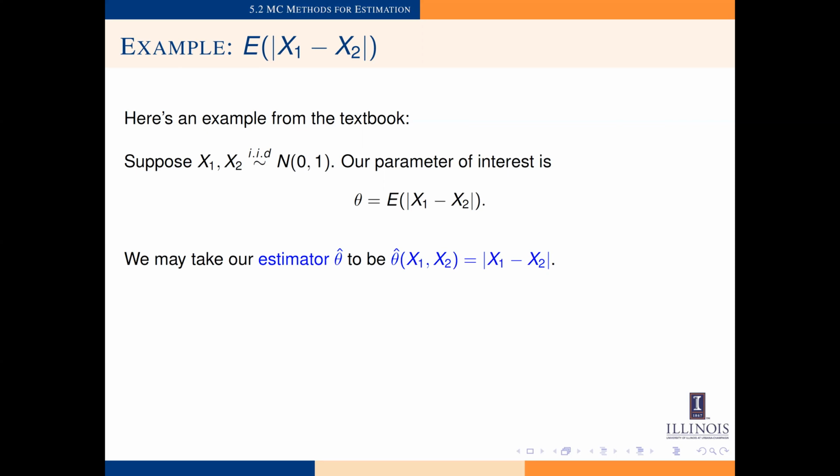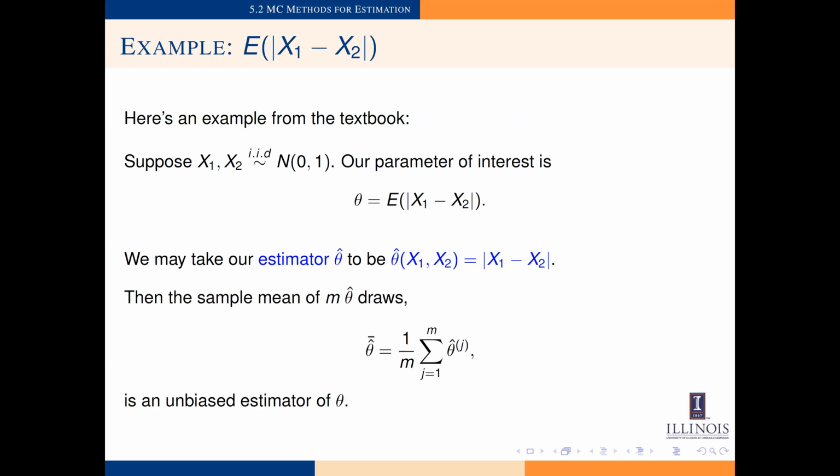In this case, we might take our estimator theta hat to be the absolute value of x1 minus x2. Then you can see that if we draw m copies of theta hat, we can compute the sample mean of the m theta hat draws. This is given by theta hat bar, where the bar denotes the sample mean. It essentially sums all of the theta hat draws up and divides by m, the number of theta hat draws we obtain. You can see that theta hat bar is an unbiased estimator for our unknown parameter theta. So this gives us a method to use Monte Carlo techniques to estimate the unknown parameter we're interested in.